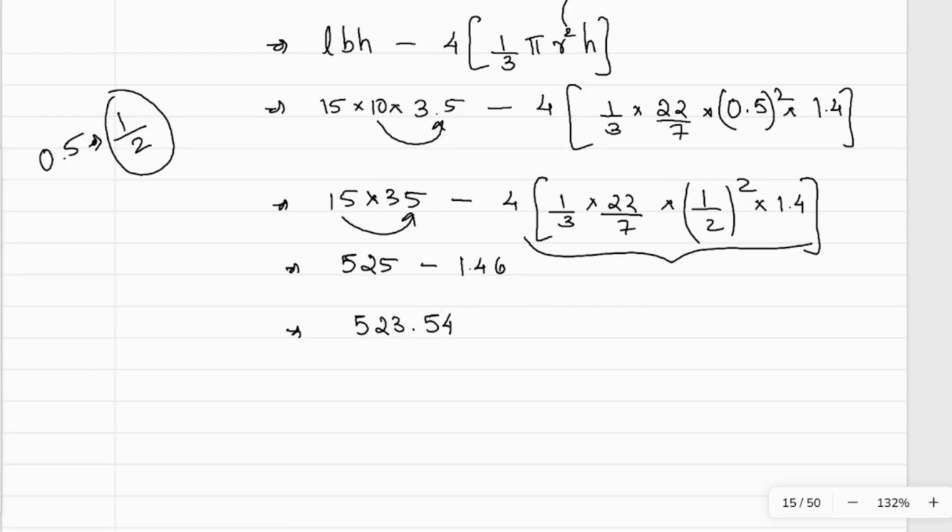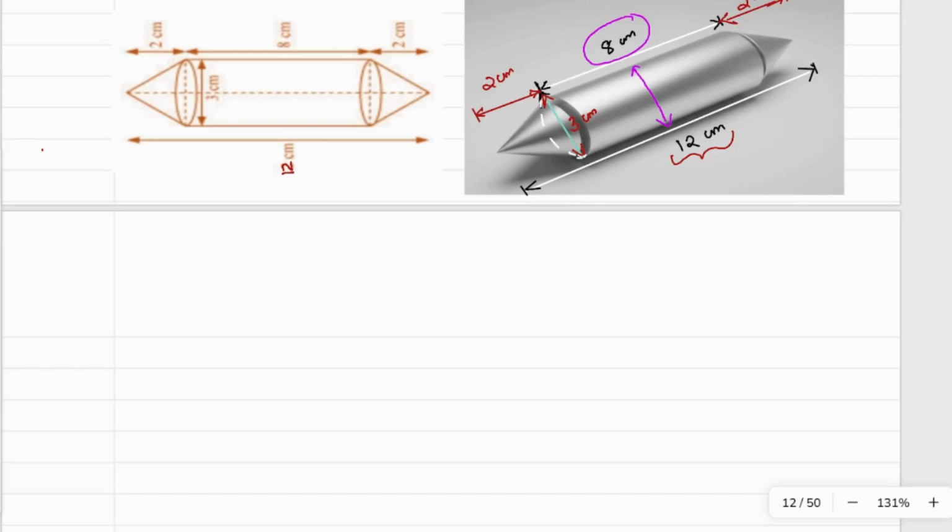523.54. And since it is a volume, that means it is centimeter cube, right? Now let's do question number 2.